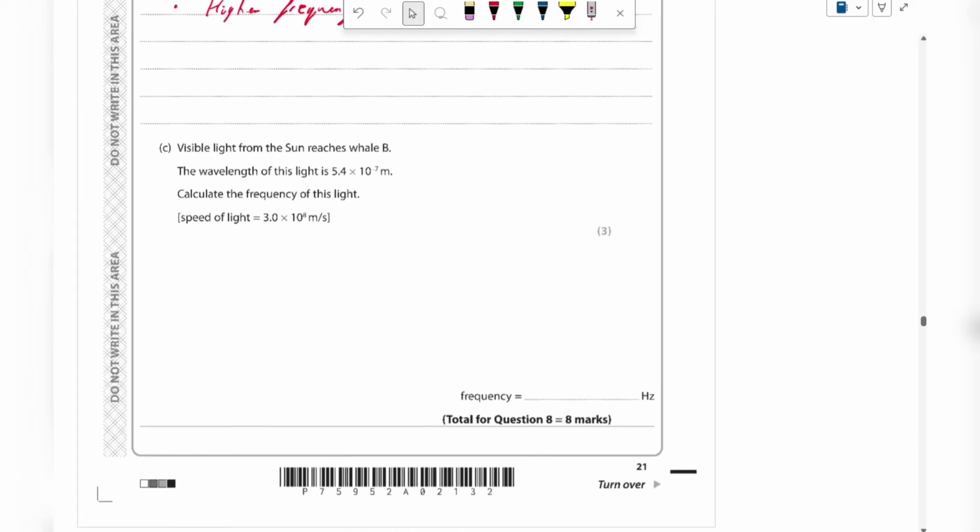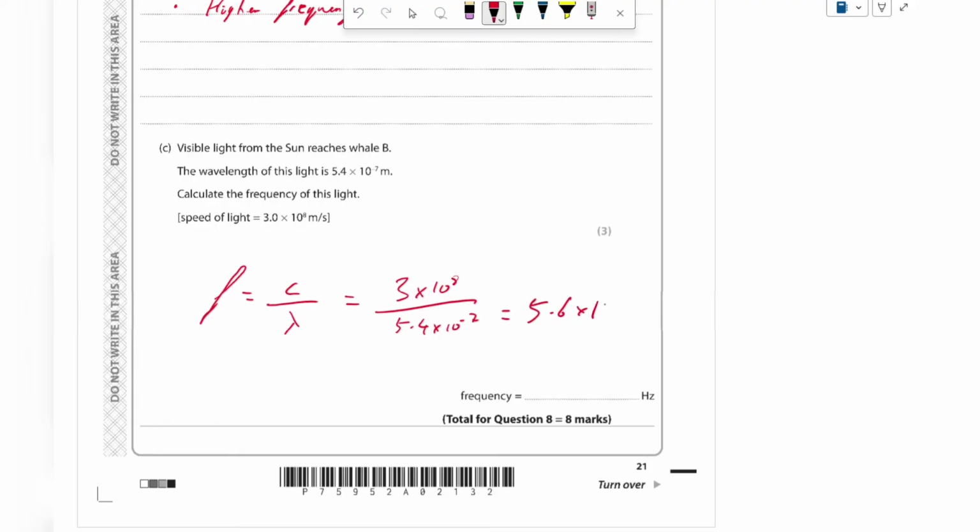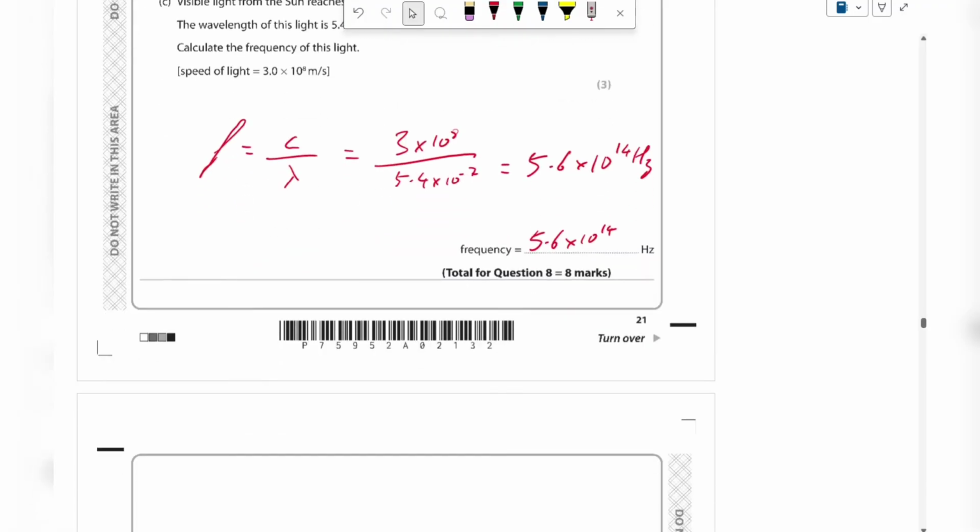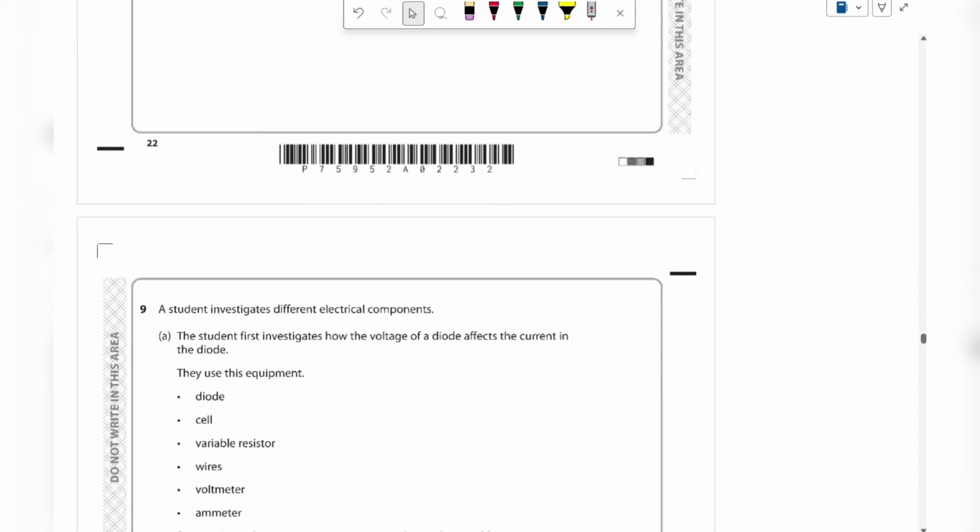Visible light from the sun. It's just a plug it straight in equation. v equals f lambda. So 3 times 10 to the 8 divided by the wavelength, 5.4 times 10 to the minus 7. Plug that into your calculator and you should get 5.6 times 10 to the 14 hertz. Make sure you know how to use standard form.